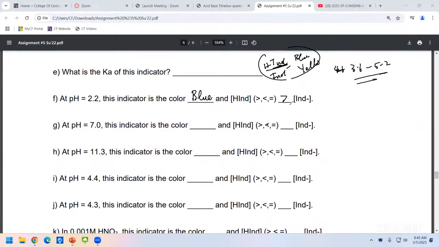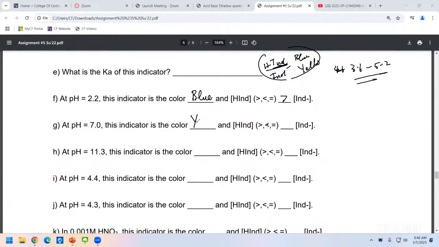Okay, so if you understand that, then what would be the answer for G, where it says that the pH is 7.0? So if the pH is 7.0, what would you expect the color of the indicator to be? Anybody? If the pH is 7.0, remember the pH range is 3.6 to 5.2. 3.6 and below, the color would be blue. 5.2 and above, the color would be yellow, all right? So 7.0, the color would be what?